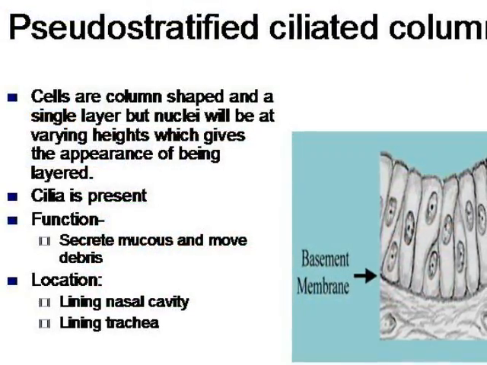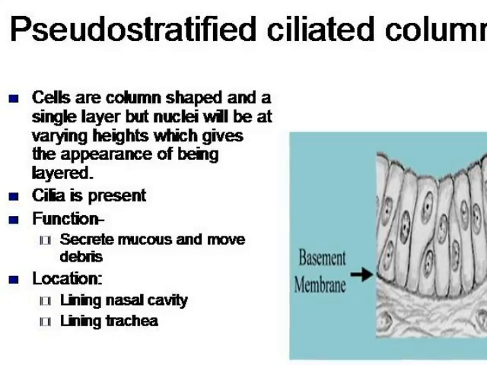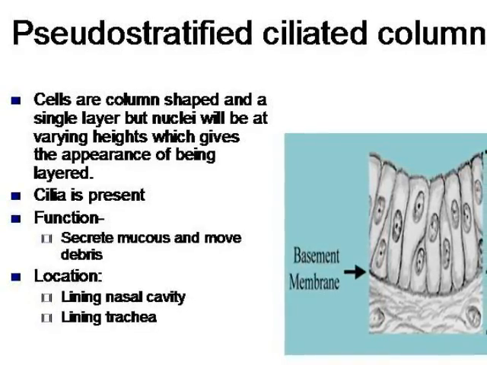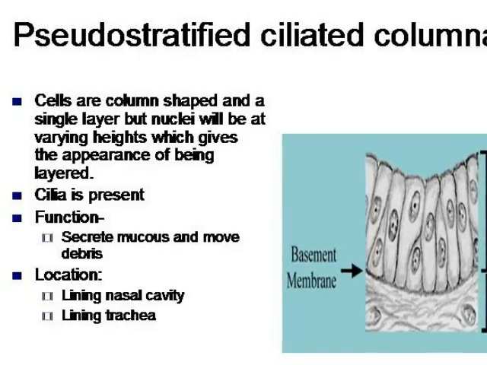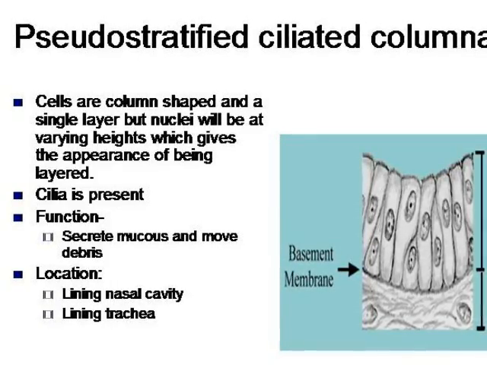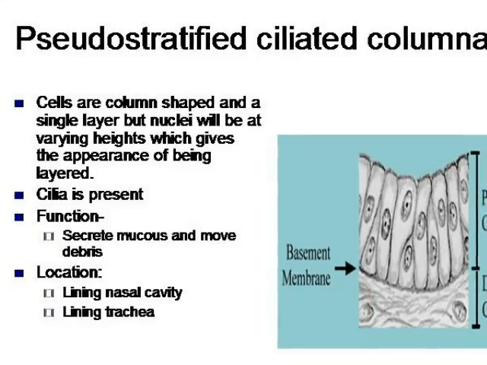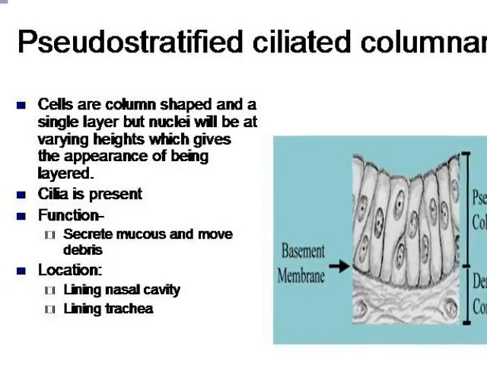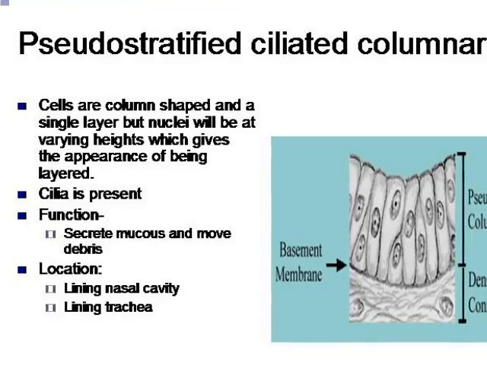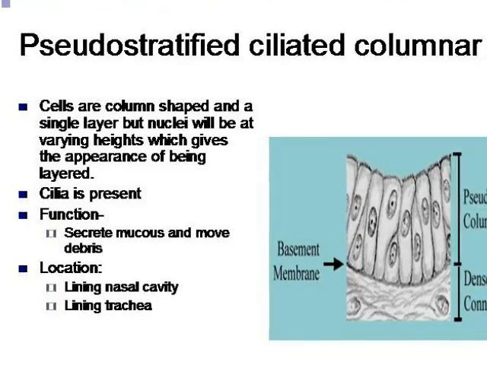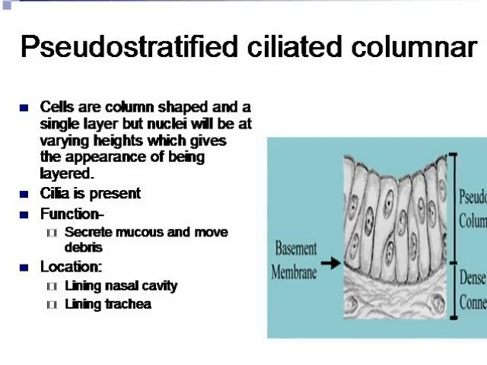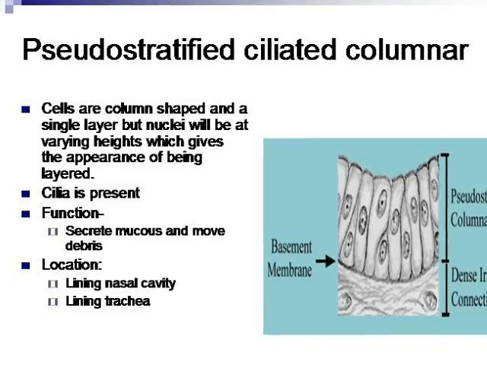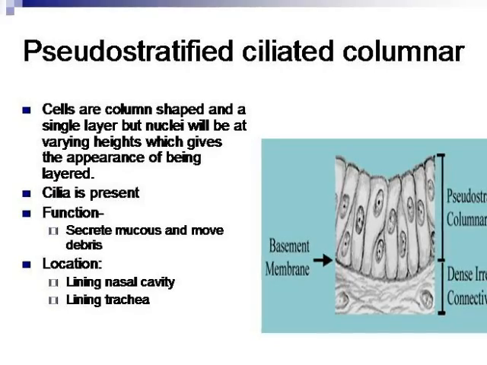The next type of epithelial tissue that we will discuss are pseudostratified ciliated columnar epithelial cells. These cells appear to be stratified or layered, but they are actually only a single layer of column-shaped cells. Their nuclei will be at varying heights, but they are all actually attached to the basement membrane, so they're a single layer. These cells will have cilia at the top, and they secrete mucus.